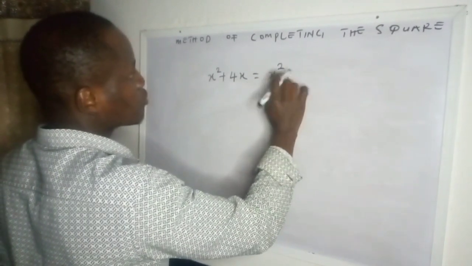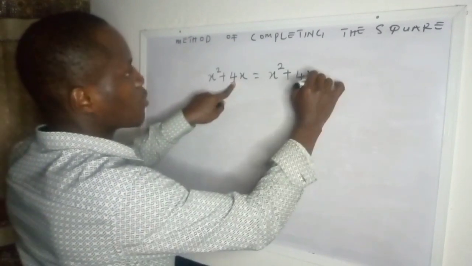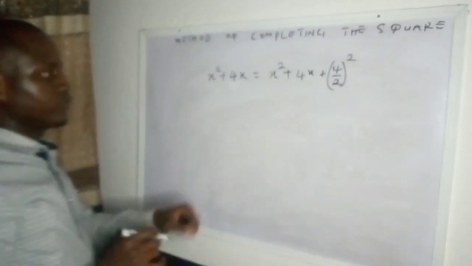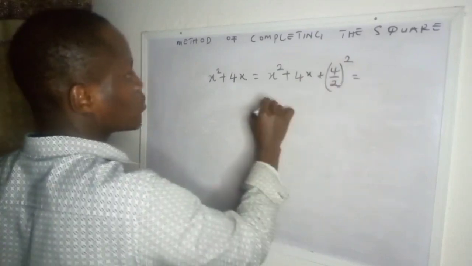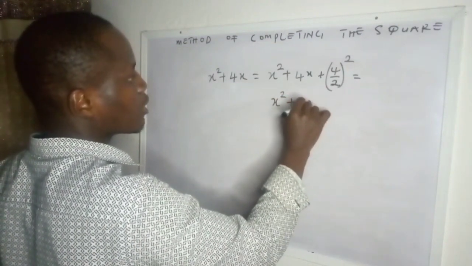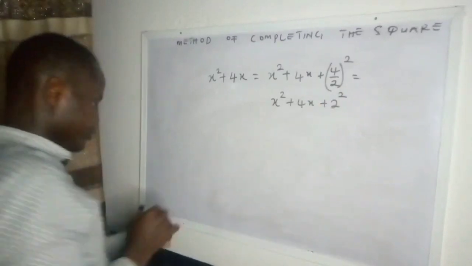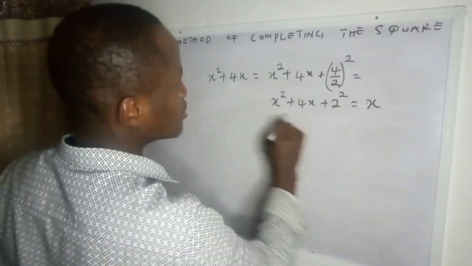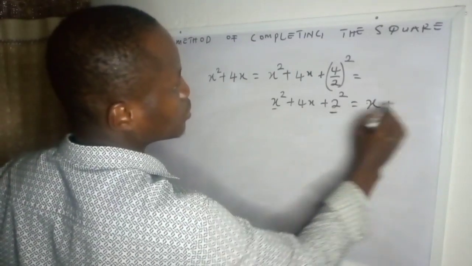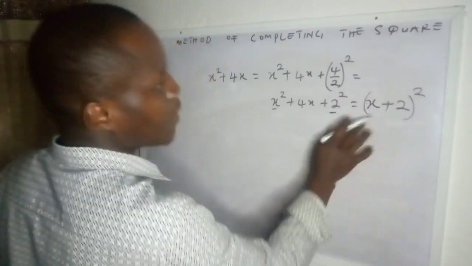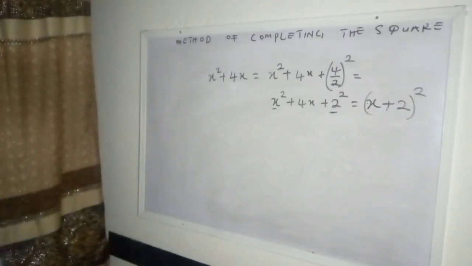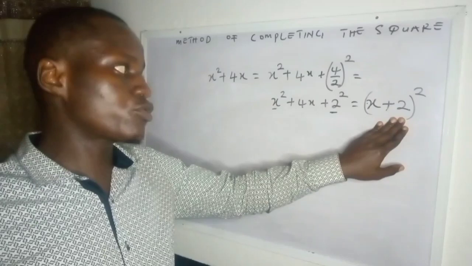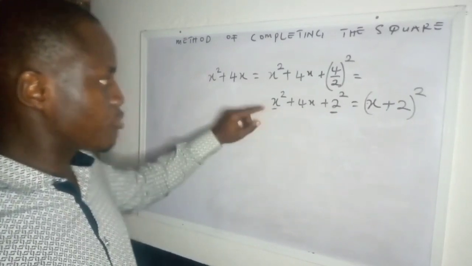So you have x squared plus 4x, then plus half the square, which is plus (4 over 2) all squared. So this will be equal to x squared plus 4x plus 2 squared. In perfect square form, this is simply equivalent to (x plus 2) squared. If I expand this term, I'm going to come back to this. So this is the perfect square form of this expression.